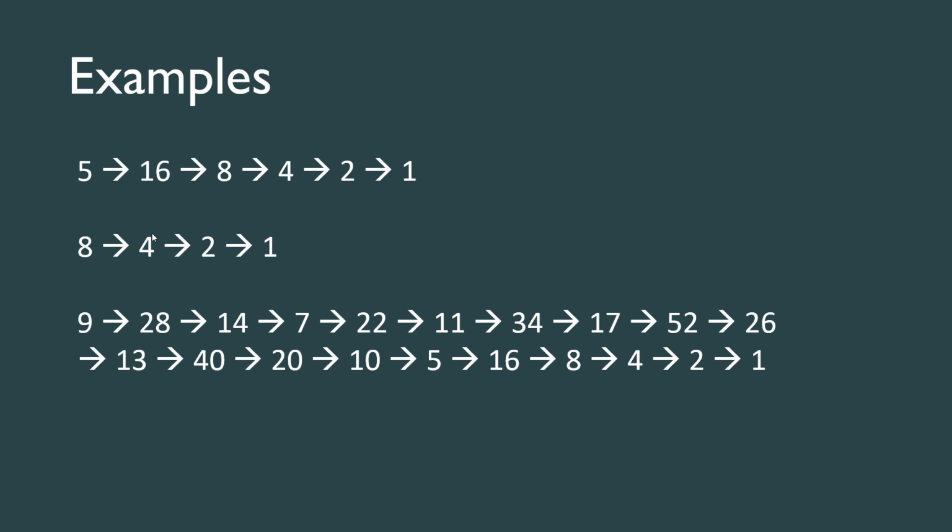And I've picked the number 9 here. It's a bit of a longer sequence, but we can see that 9 is odd. So 9 times 3 is 27, add 1 is 28. We then have an even number, so divide by 2, and divide by 2 again to end up with an odd number this time. 3 times 7, 21, add 1, 22. Divide by 2 to get 11. We end up with an odd number, so we get 33, 34. Divide by 2 to get 17. And it keeps repeating this pattern all the way down to the loop 4, 2, 1.